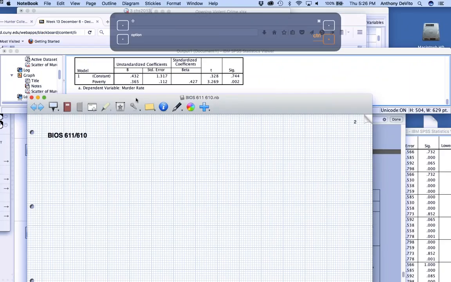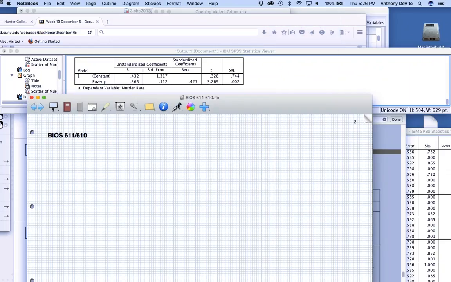Okay, so you probably remember that we looked at this chart. We made this graph, and it looks something like this. Dot, dot, dot, dot, dot. And we drew a best fit line, like so. This is the poverty rate. This is the murder rate. Okay, so now I want to describe that line.